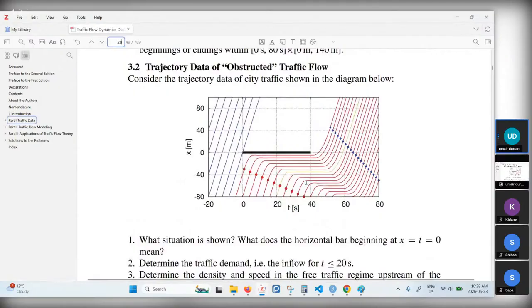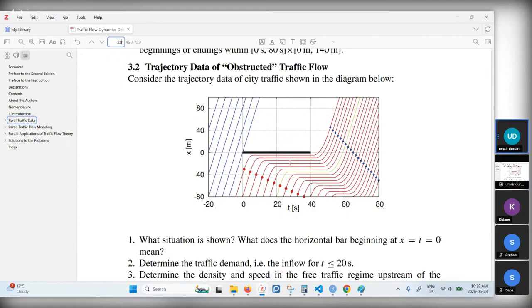Trajectory data of obstructed traffic. Consider the trajectory data of city traffic shown in the diagram below. What situation is shown? What does the horizontal bar beginning at x equals to t equals to 0 mean? So I remember that this was discussed in the chapter also, and we already know that the situation is that there is a traffic light at this location. So this black bar is representing the traffic light.